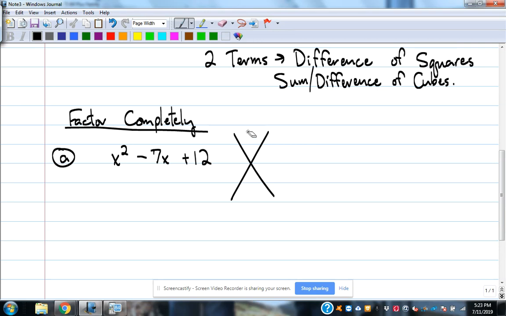And to get the number that went on the top of the X, we always took the number that was in front. In this case, it's an understood 1. 1 times 12 is 12. And then the number that's in the middle always goes in the bottom. So it's a -7 in this case. So -7 goes in the bottom. And what we were looking for on the sides of our X was, okay, what number multiplies to be positive 12 and adds to be -7? Good job. -4 and -3. Those are the 2 numbers that multiply to be positive 12 and add to be -7.